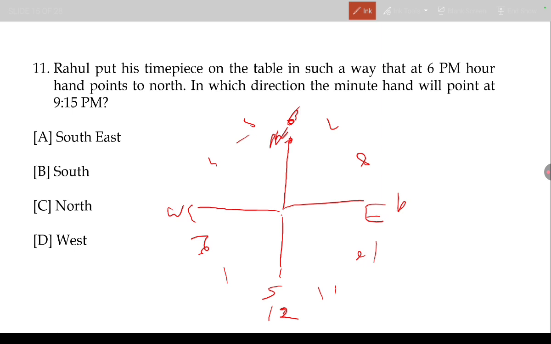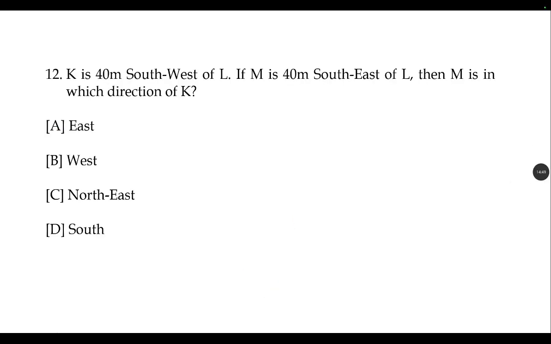Now they ask in which direction the minute hand will point at 9:15. At 9:15, if this is 9, then your hand will be slightly, because if it's sharp 9, obviously it's on the east side, but they said 9:15, so slightly the hand will be this side. So it's the south side and the east side, so the answer will be southeast. Rest I guess you are able to do.